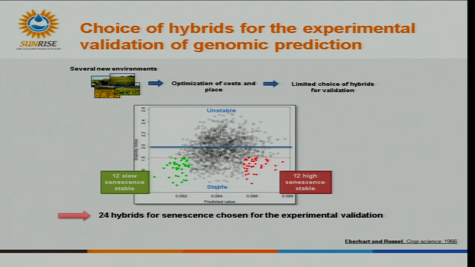and this is what we call the stability index here. So here there are hybrids that are fairly unstable across the 6 environments, and here hybrids stable across the 6 environments. Here in green they have slow senescence, and in red they have fast senescence. And so we had 24 hybrids that could be used to check if our model was correct.